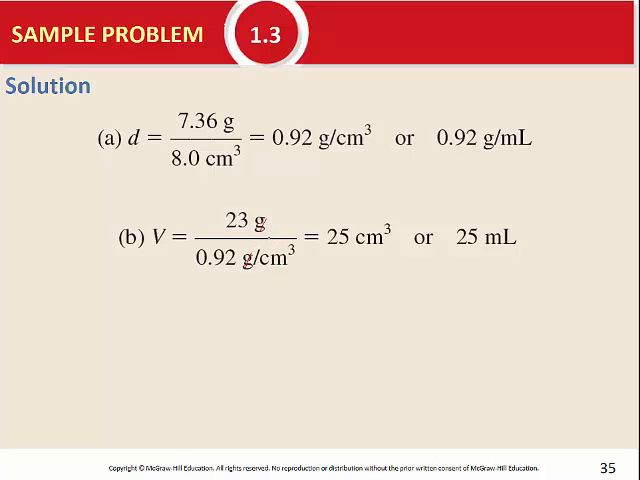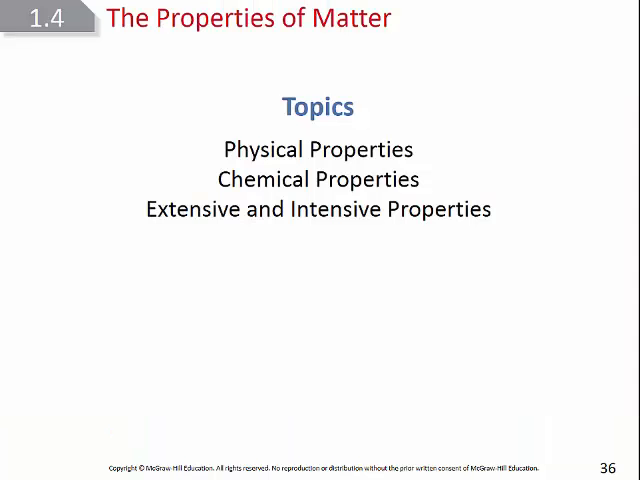Centimeter cubed is on the bottom of a fraction here. Dividing by a fraction is the same thing as multiplying by its reciprocal, which means the centimeter cubed will come out of the denominator and come up to the numerator, because I'm dividing by 1 over it, which is the same thing as multiplying by it. So 25 centimeter cubed, or 25 milliliters, is the answer to part B here. And this is how to calculate density and calculate volume, or you could also do the same thing, solving for mass using the same equation. So that's it for section 3.